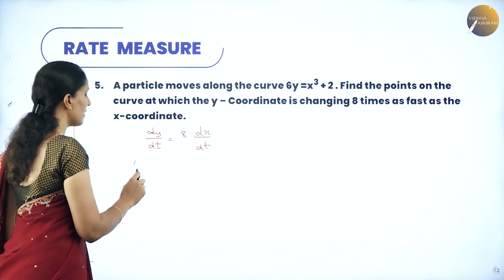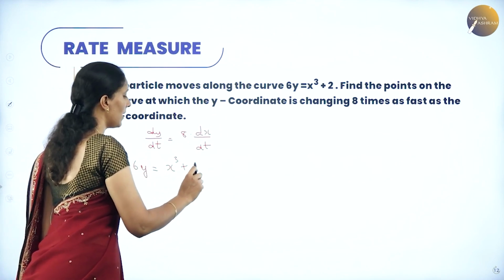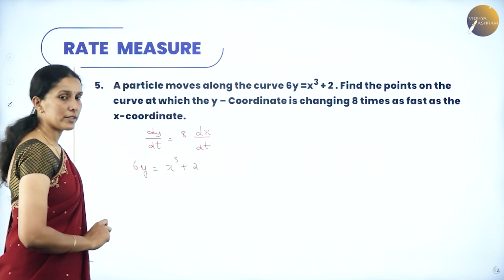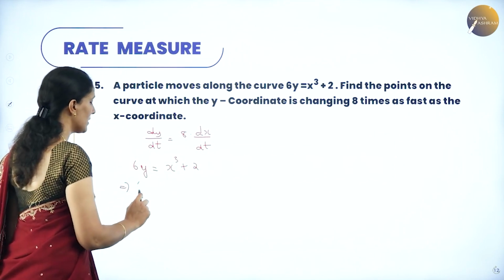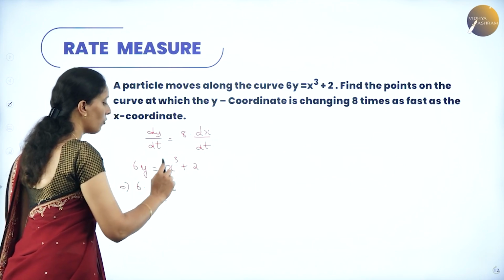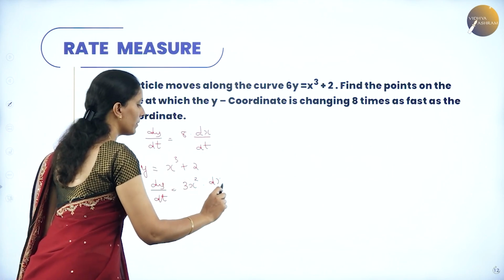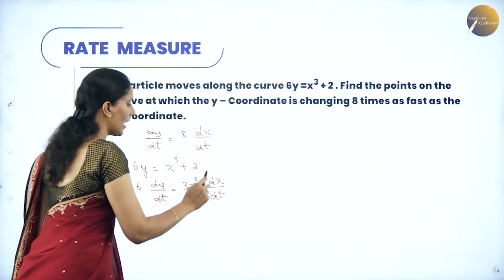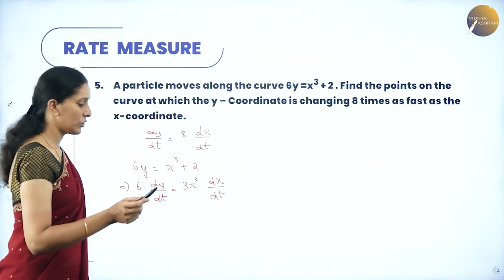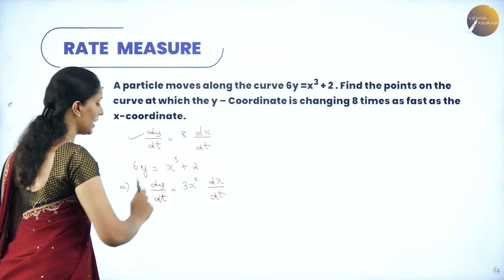Now the equation is given here 6y is equal to x cube plus 2. Let us derive this with respect to t. Then this implies 6 into dy by dt. Derivative of x cube is 3x square. With respect to t means it is dx by dt. And derivative of 2 is a constant which becomes 0. Now we have dy by dt is 8 times dx by dt.